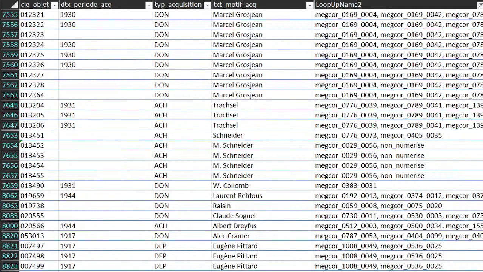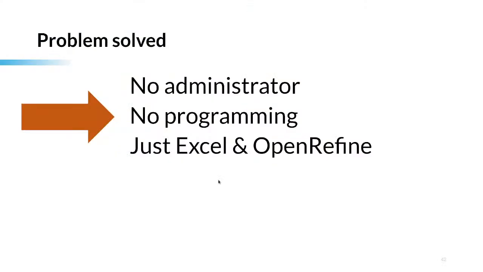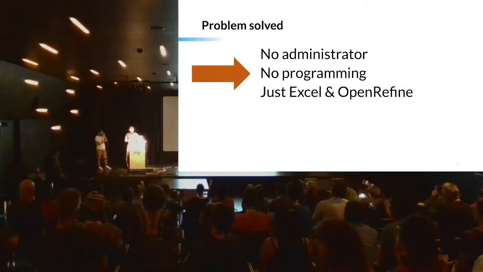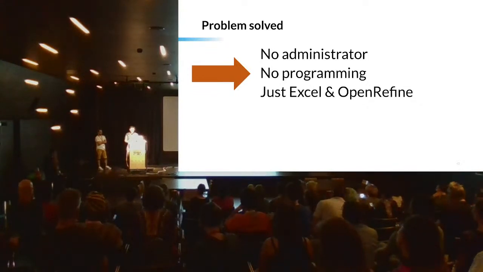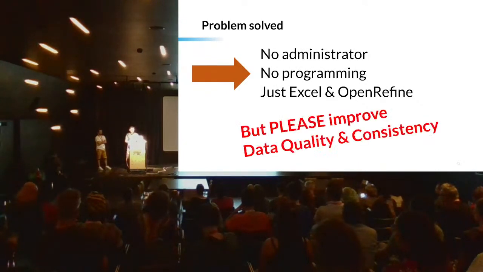That's kind of the result, and because we had a little spare time, of course, just an overview: no administrator needed, no programming. OpenRefine also works in portable mode, so you can really do this anywhere. But please improve data quality and consistency. This goes out to the museums especially, regarding date formats. There's an ISO norm for it. Maybe look at that, please. It would make things a lot easier.